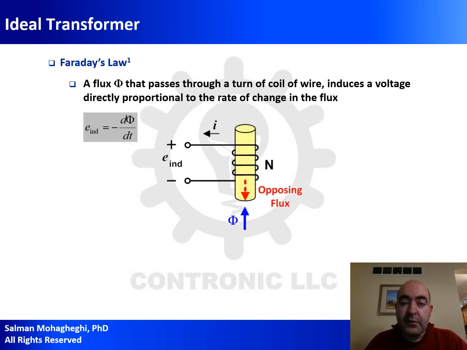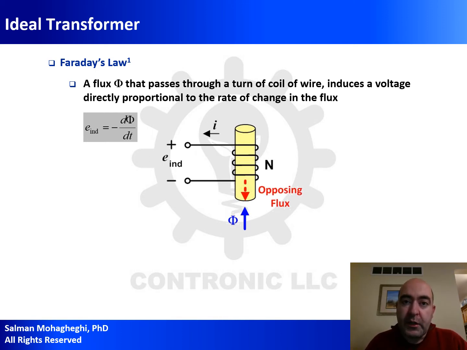Now, the basis of transformer action is Faraday's law. This law states that if I have a magnetic flux phi and I apply it to a one-turn coil, it will induce a voltage in the coil, and the magnitude of this voltage is going to be proportional to the rate of change of the magnetic flux. Mathematically speaking, E, the induced voltage, as you can see on the slide, is going to be equal to the negative of the derivative of flux with respect to time, which is essentially the rate of change of magnetic flux.